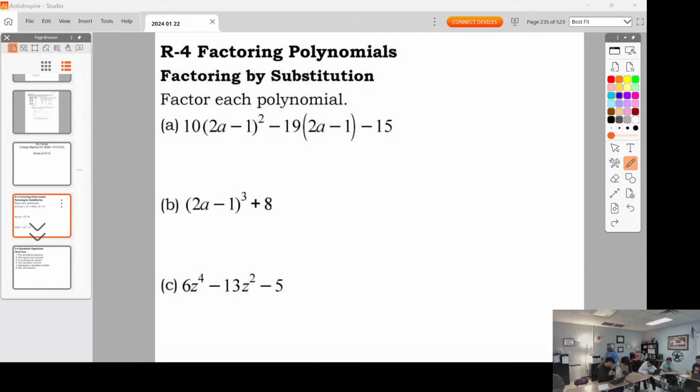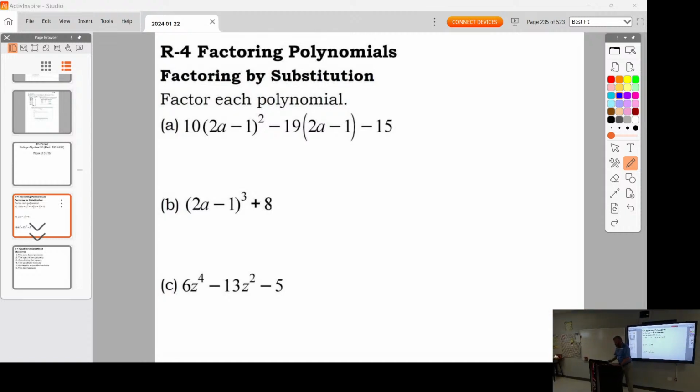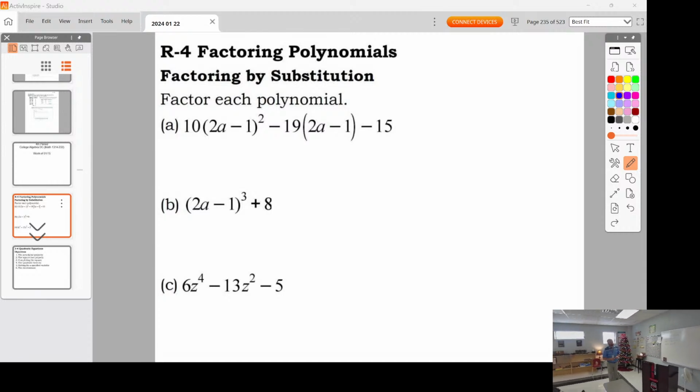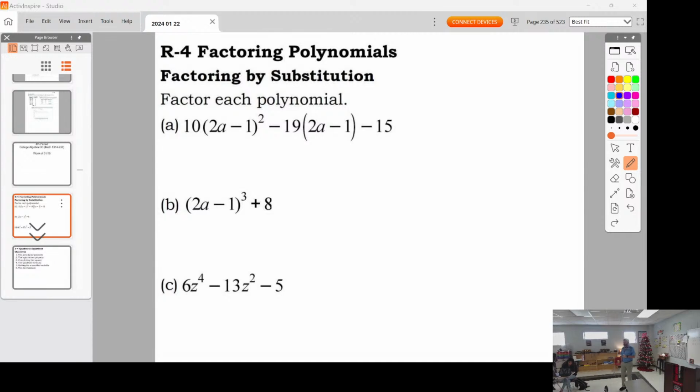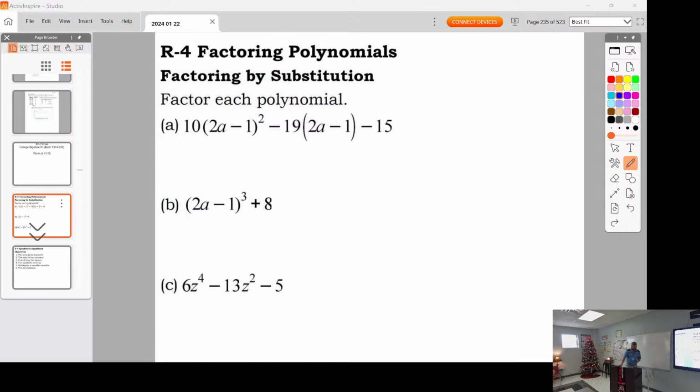All right. Time to wrap up R4. The first problem. How do y'all feel about trying to factor problem A? 10 times (2a minus 1) squared minus 19 times (2a minus 1) minus 15. Any thoughts? Lots of 2a minus 1s? Okay. I mean, do y'all know how to factor that?